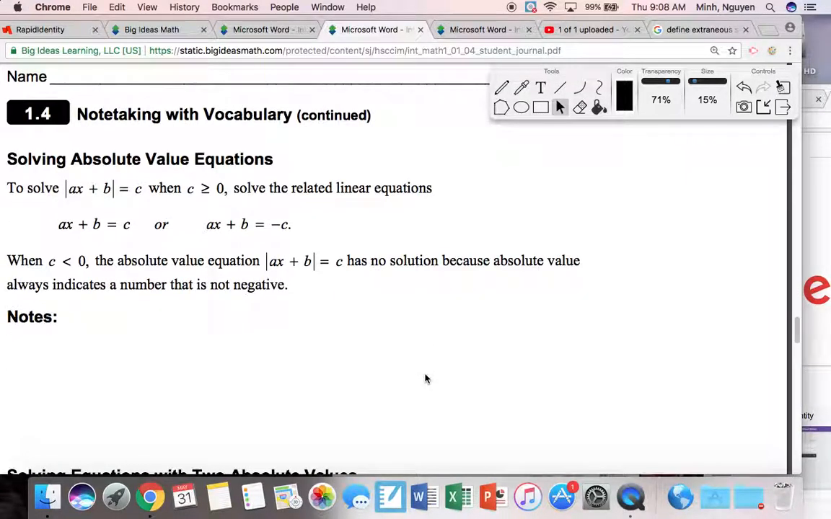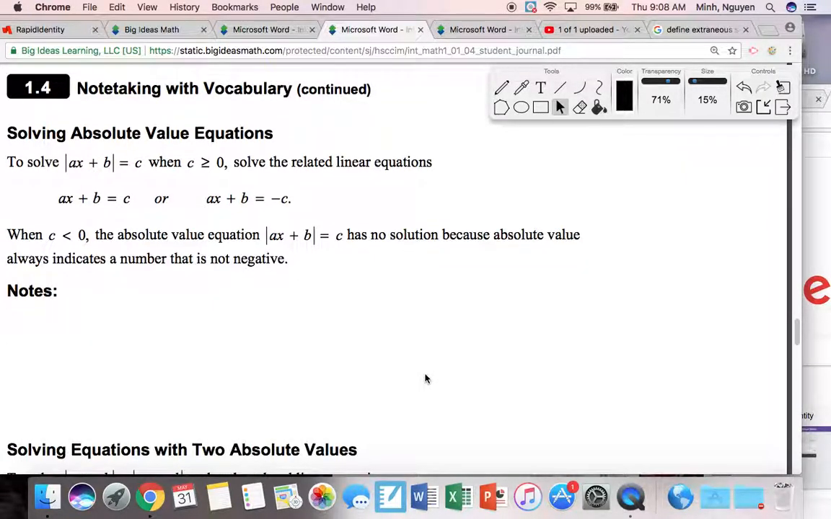That's page 19. To solve, you realize that if the answer will always come out positive, then it doesn't matter whether you set the inside to a positive or negative. So this is saying to solve the absolute value of ax plus b equals c when c is greater than or equal to 0, because what number can an absolute value never be? Negative. Then we are going to make two linear equations: ax plus b equals positive c, or ax plus b equals negative c. What do I mean? Easiest way is to show you.